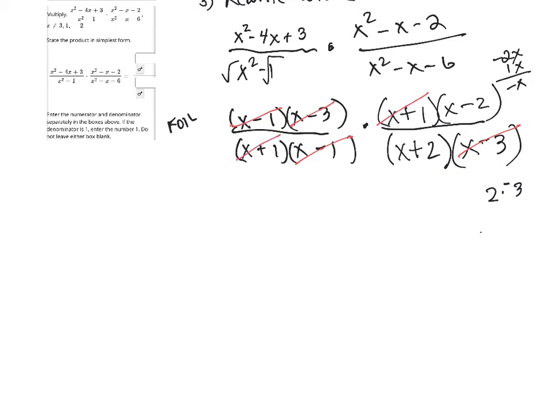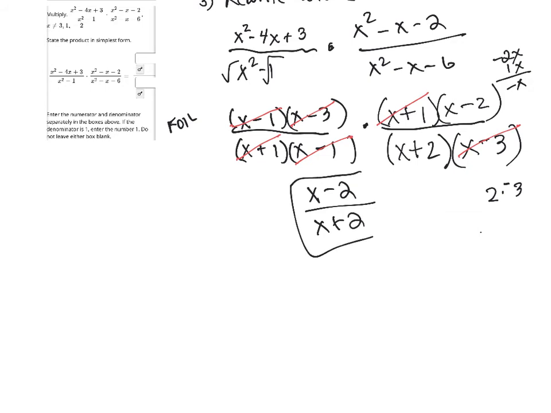I have an x minus 2, but it's an x plus 2 on bottom. Those are not exactly alike. They're not exactly opposite. The 2's are opposite, but the x's are not, so you couldn't reduce it. So our answer is going to be x minus 2 over x plus 2.